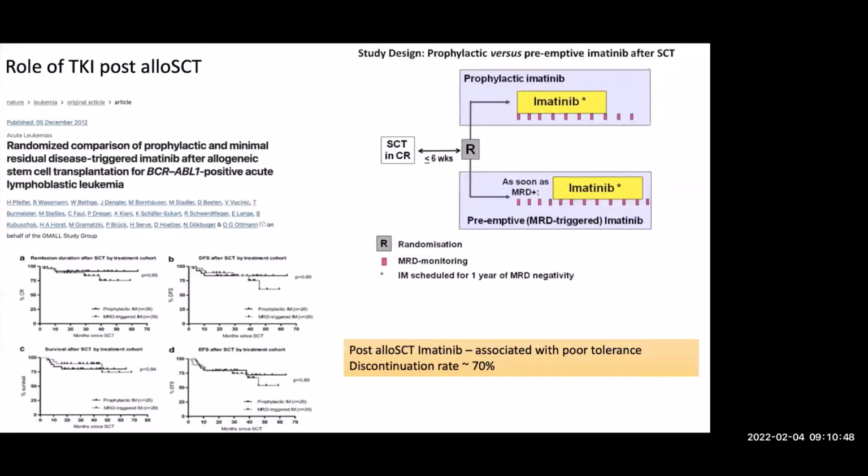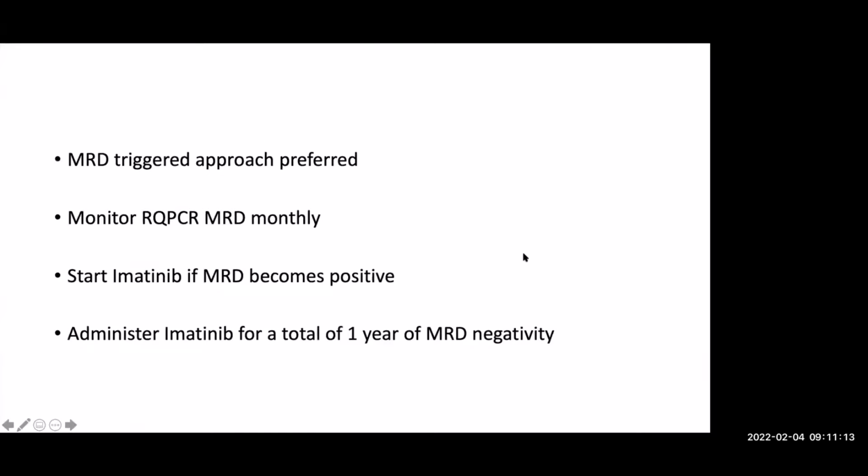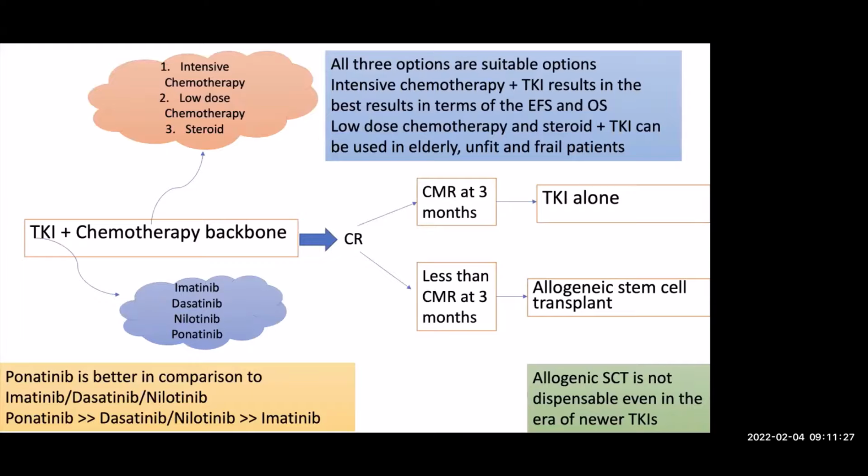The other question which comes up is, in patients who have undergone allogeneic stem cell transplant, what is the role of TKI post allogeneic stem cell transplant? That has also been assessed by the GMALL group, who looked at the role of prophylactic imatinib versus MRD triggered imatinib, and what was found is that an MRD triggered approach would be preferred. So even in TMH, we use an MRD triggered approach, where post allogeneic stem cell transplant, we monitor the RQ-PCR monthly, and then imatinib is started once the patient becomes MRD positive.